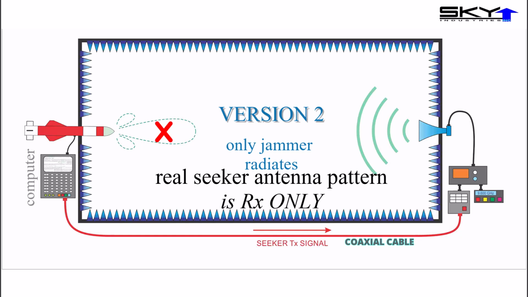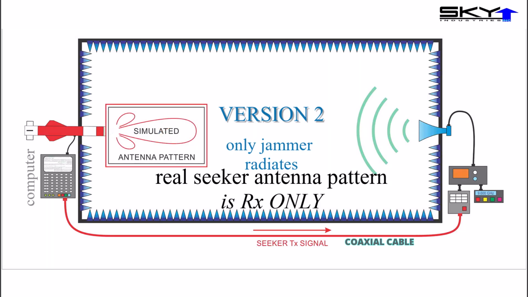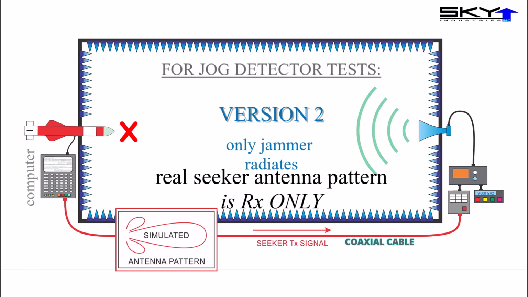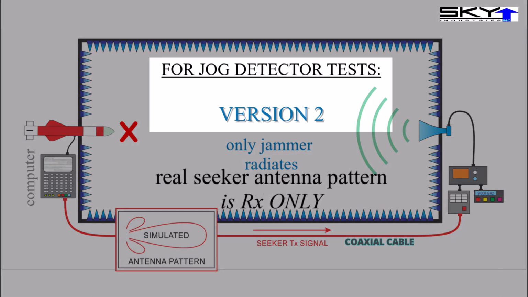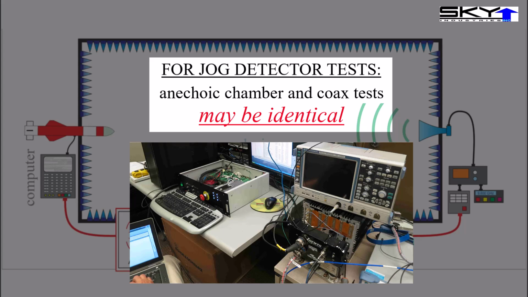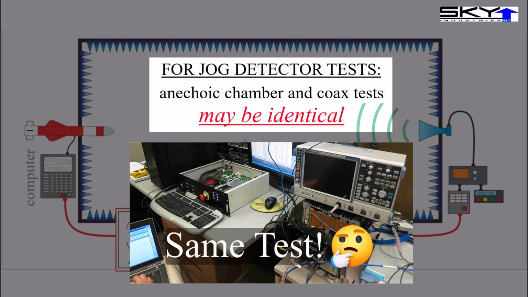This means that the seeker antenna pattern in transmit mode must be synthesized and fed to the jammer through coaxial cables. So from the point of view of testing the jog detector, there may effectively be no difference between the anechoic chamber tests and the coaxial lab bench type tests as seen by the jog detector.